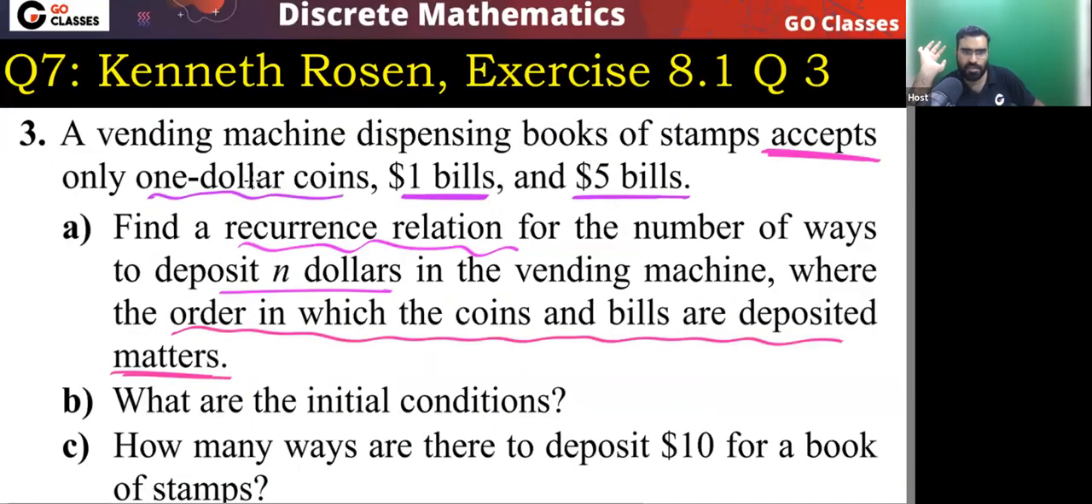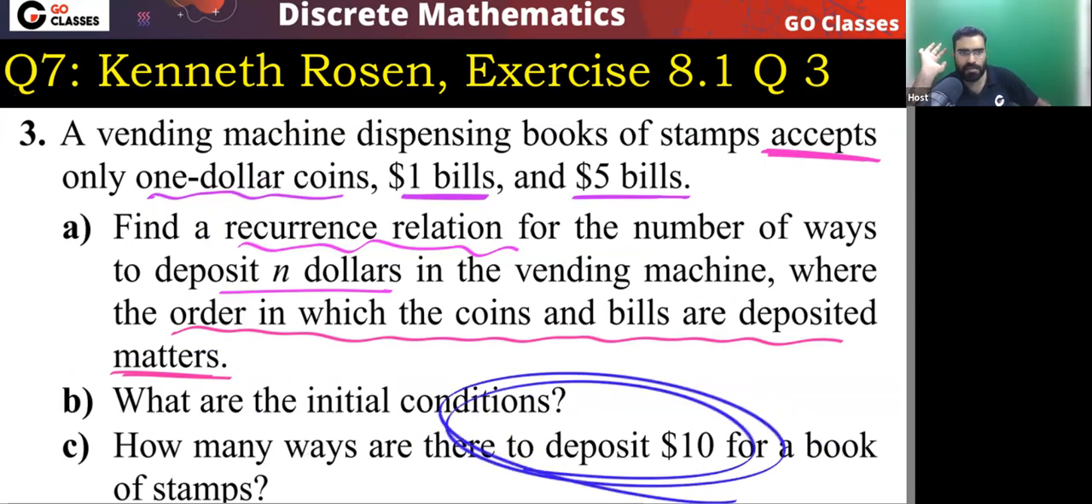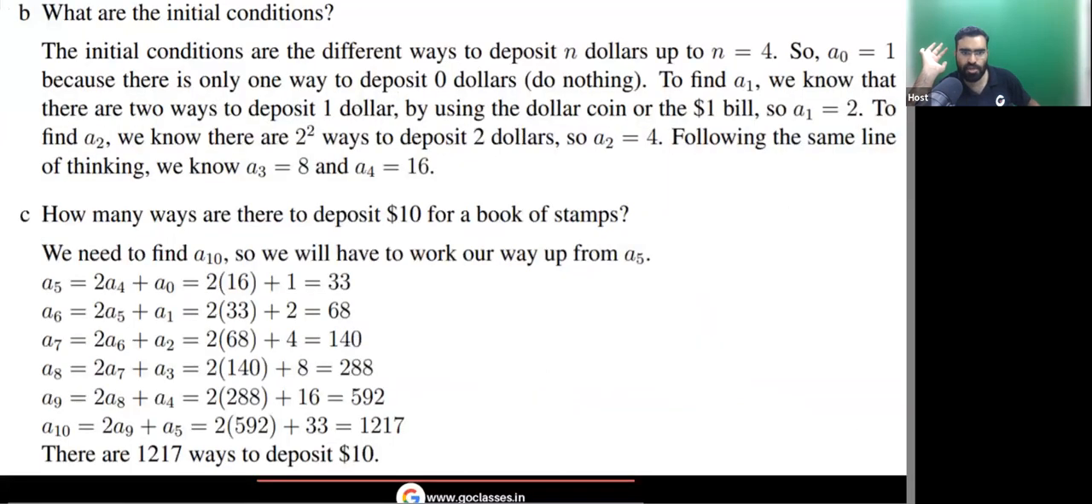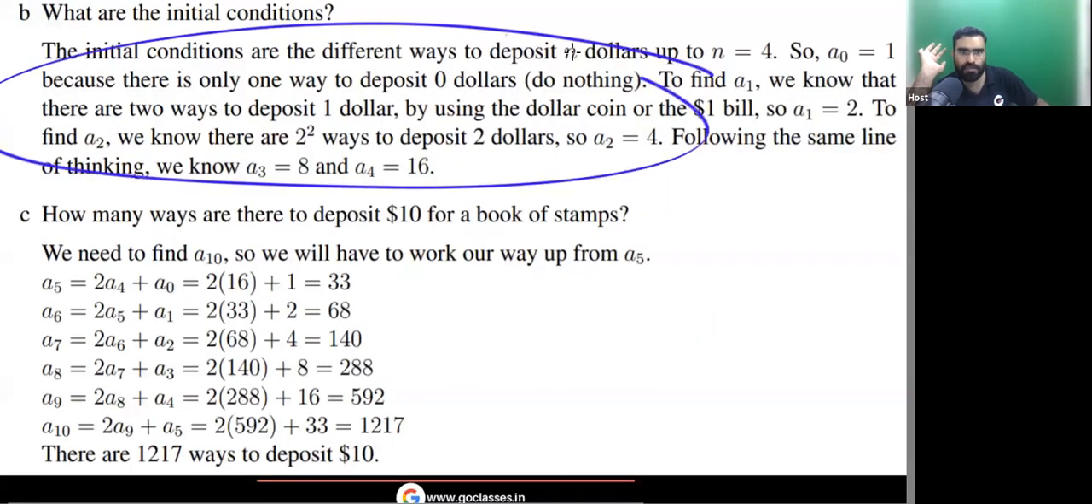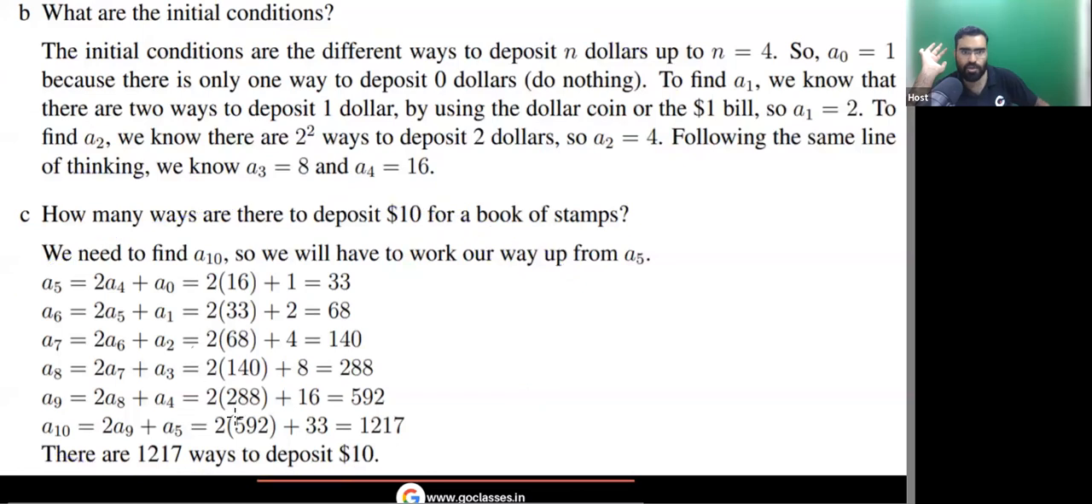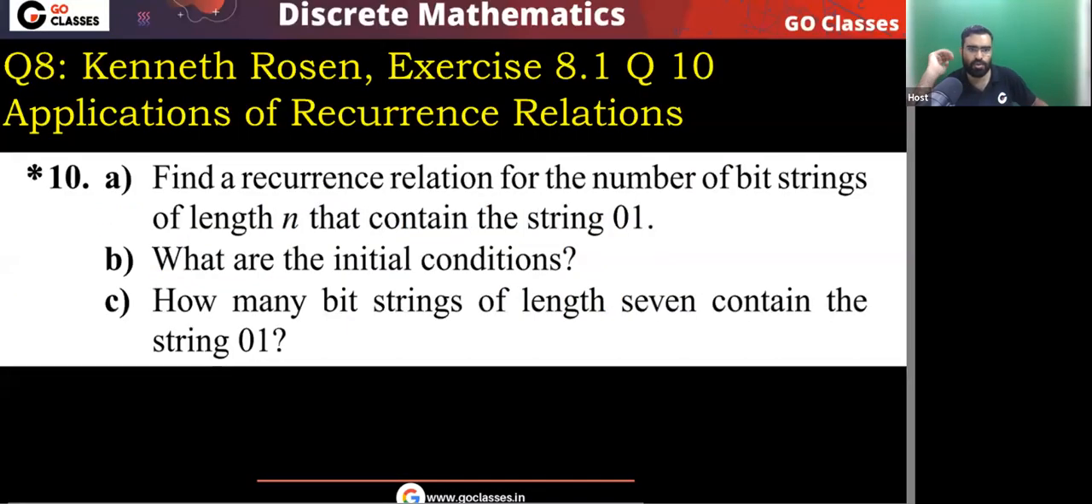See, in this question, we need to write the recurrence relation. That we have done. Now, you need to find the initial condition. Also, you need to find F10, the number of ways to deposit $10. That solution is already given here. You can pause the video and watch it. Okay, you can check it. Now let's see the next question.